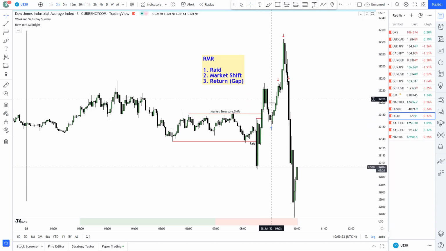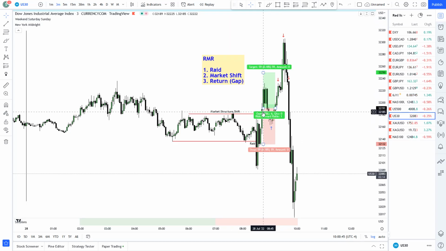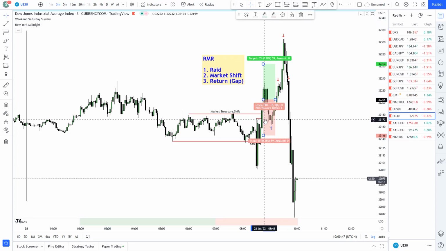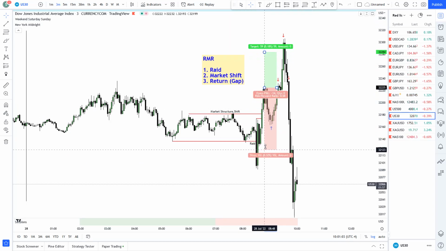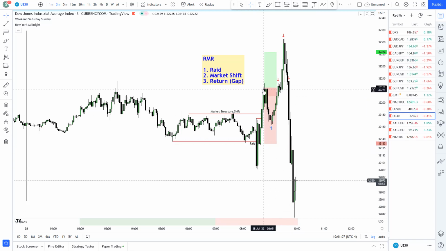So during this market structure shift, we have a lot of bullish movement. People are going to be FOMOing and placing orders here, longing there, longing up here. But we don't want to do that because our stop loss will be too large and the entry position isn't that great. Which is why we wait for the third thing, so the return.